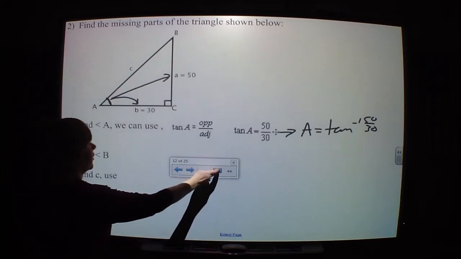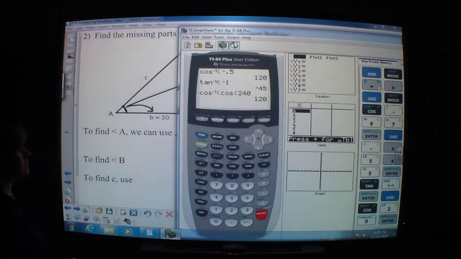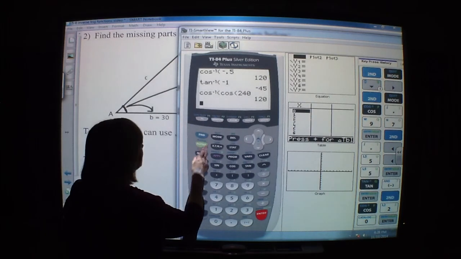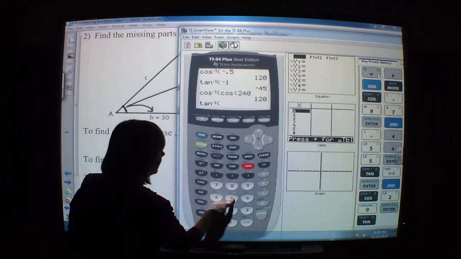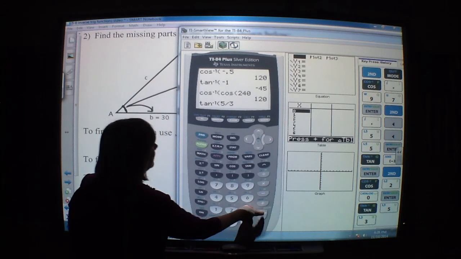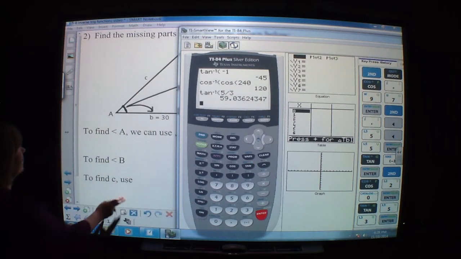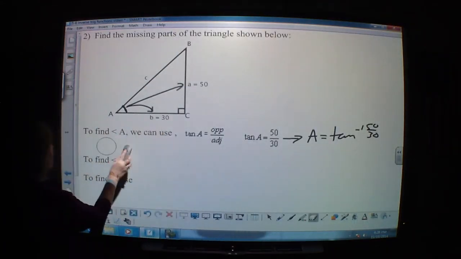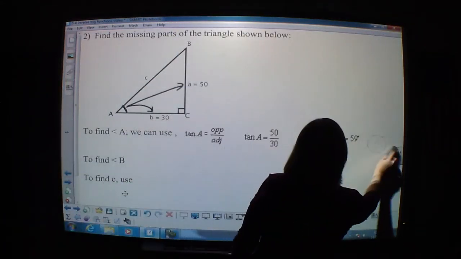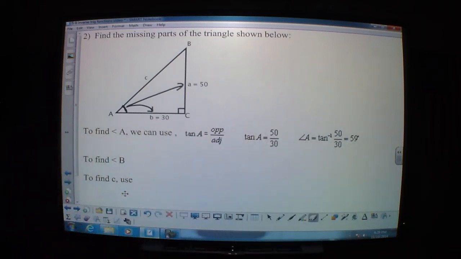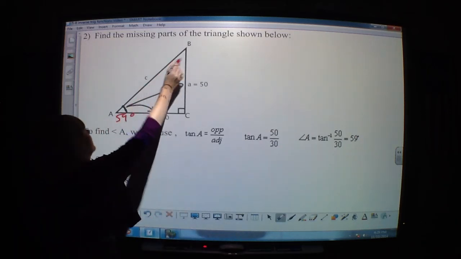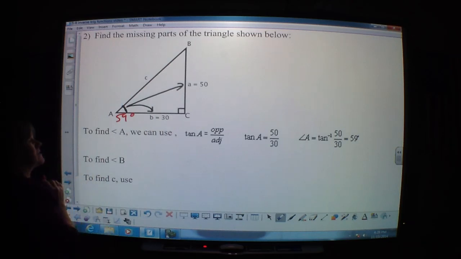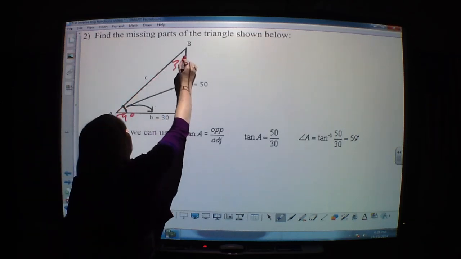So you could pick up your calculator. Right there's my calculator, and I could do the second inverse tangent of 50 over 30, or 5 over 3, same thing. And you get about 59 degrees. And that's about what I got somewhere. 59 degrees. So if angle A is 59 degrees, the sum of these two equals 90 degrees. So that's about 31 degrees.